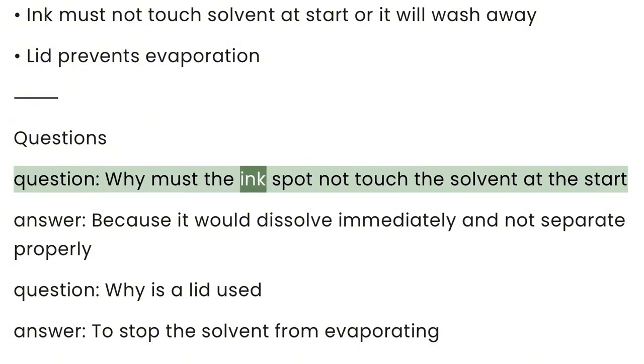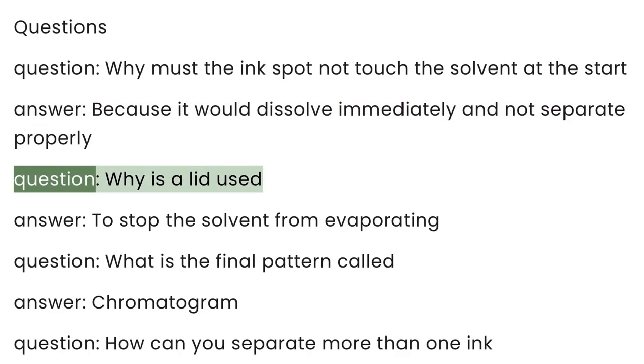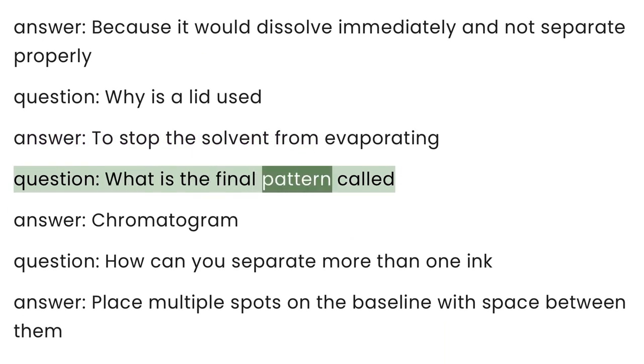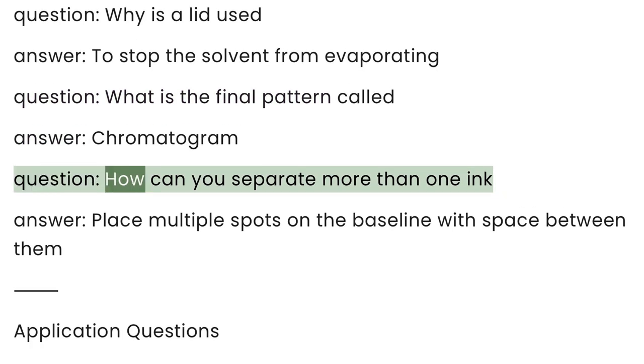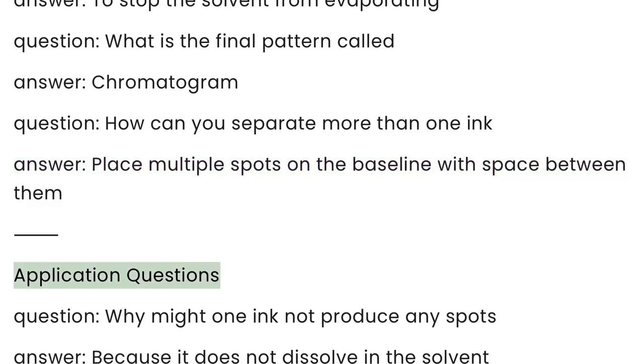Questions. Question. Why must the ink spot not touch the solvent at the start? Because it would dissolve immediately and not separate properly. Question. Why is a lid used? To stop the solvent from evaporating. What is the final pattern called? Chromatogram. Question. How can you separate more than one ink? Place multiple spots on the baseline with space between them.